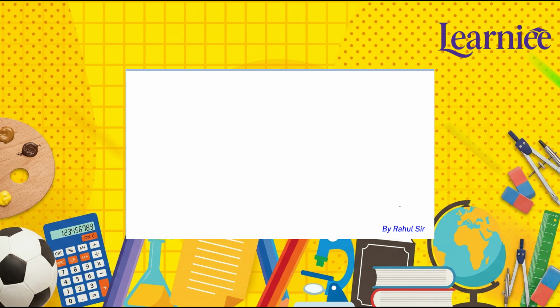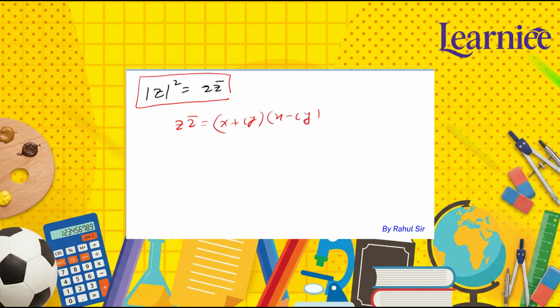And one interesting thing is that z z bar is nothing but mod z square. That is something we need to focus on, used a lot in solving problems. You can check it: z z bar is x plus iy into x minus iy, that is x square minus i square y square, which becomes x square plus y square, and that is mod z square.